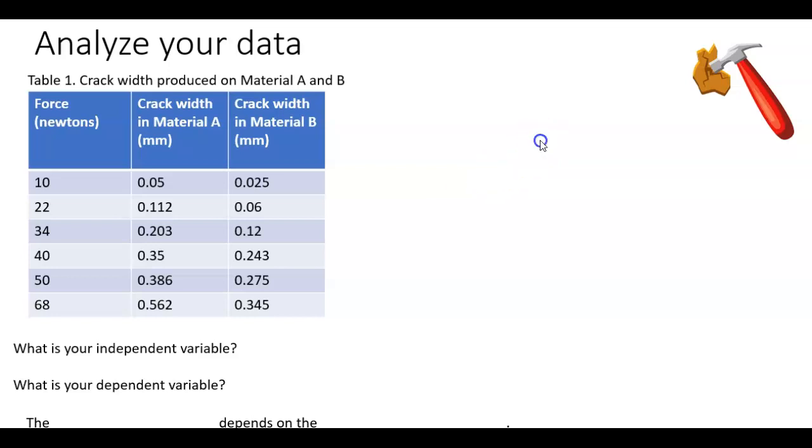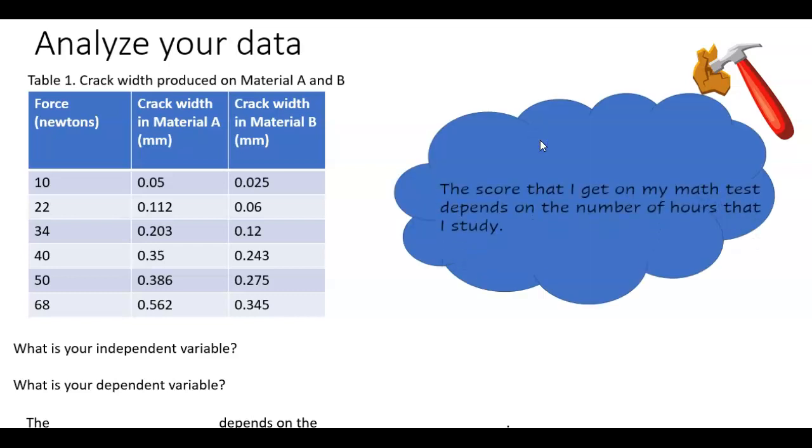For example, the score I get on my test depends on the number of hours I study. Score is the dependent variable, and hours is the independent variable. Now let's look at our example.